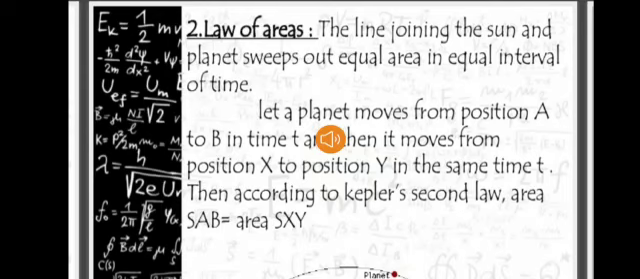So it means that the line joining the sun and the planet sweeps out equal areas in equal intervals of time. This is the law of area.